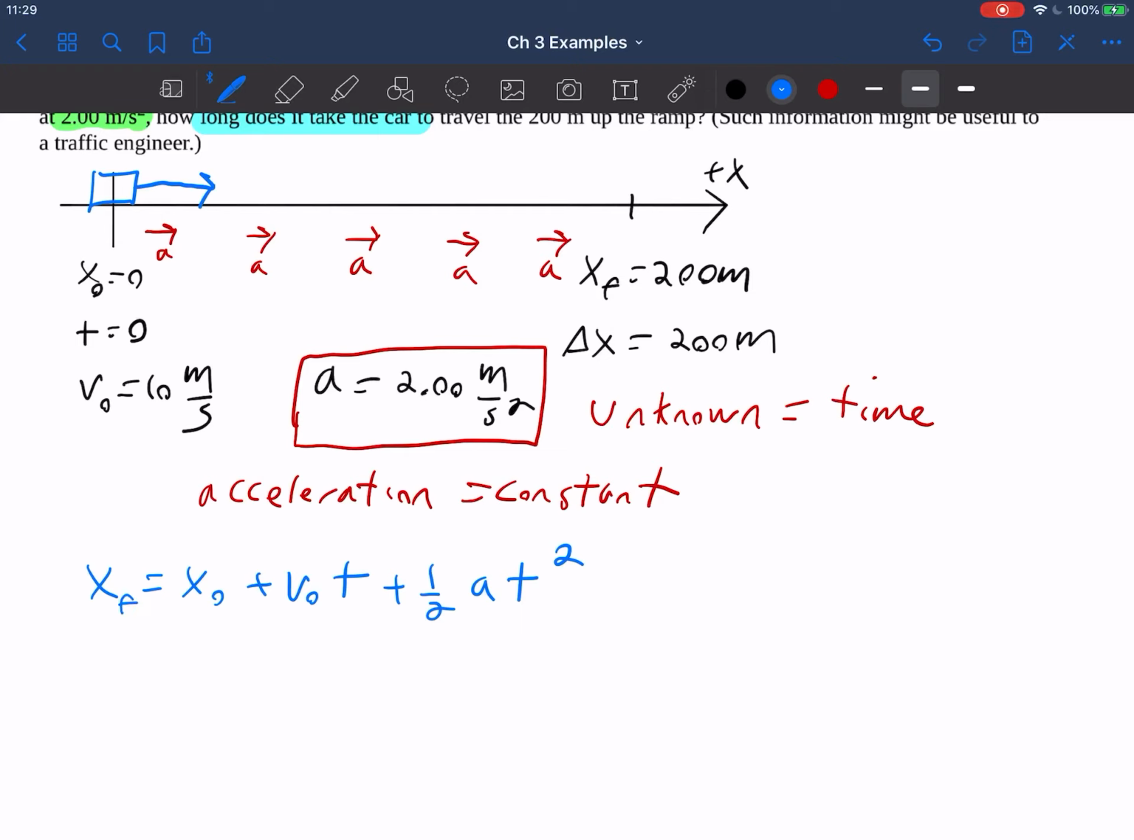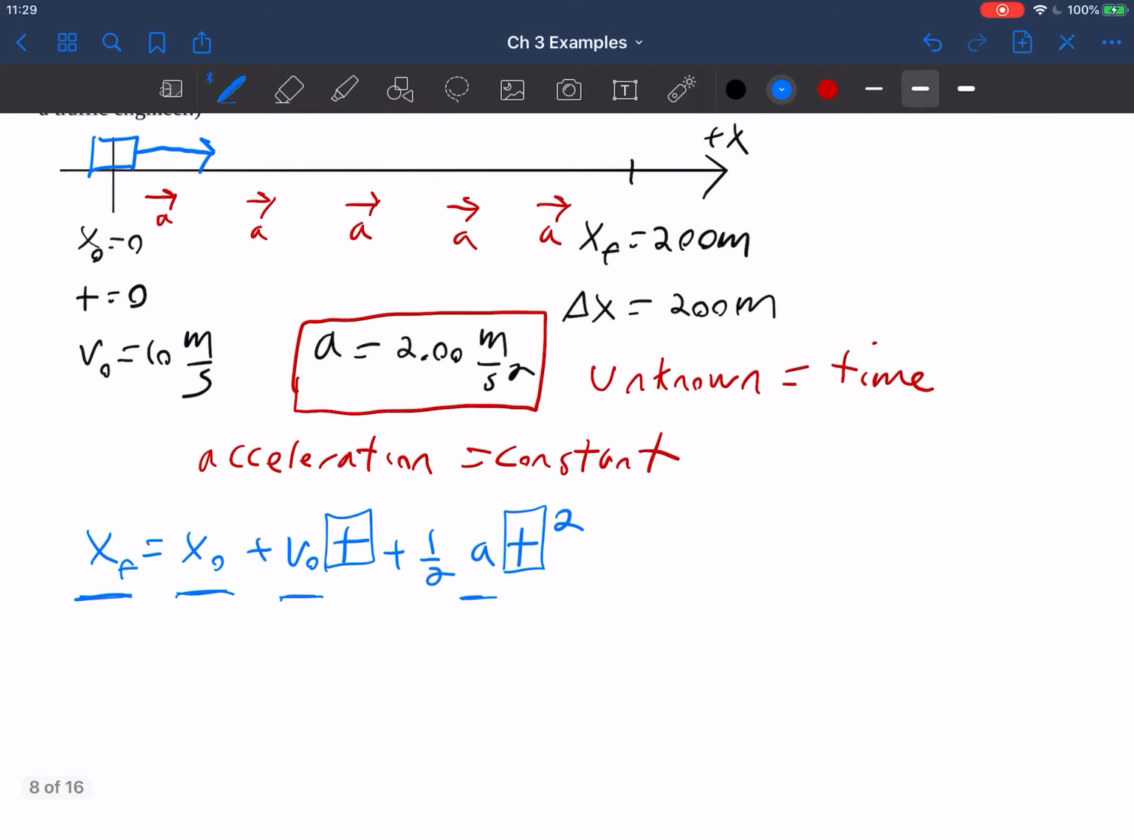So we can look at this equation and check what our knowns and unknowns are. We know our final position is 200 meters. We know our initial position is 0 meters. We know our initial velocity is 10 meters per second. We know our acceleration is 2 meters per second squared. So this equation only has one unknown, and that is time. Time is our unknown, and that's what we want to solve for here.